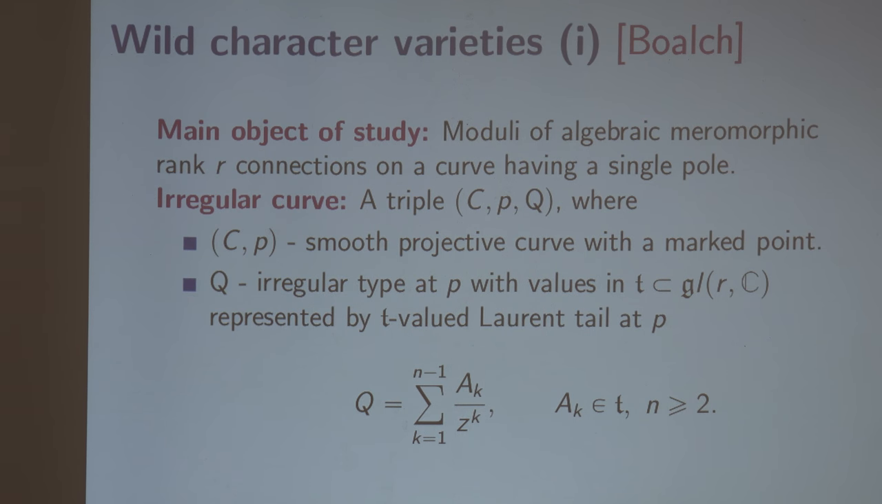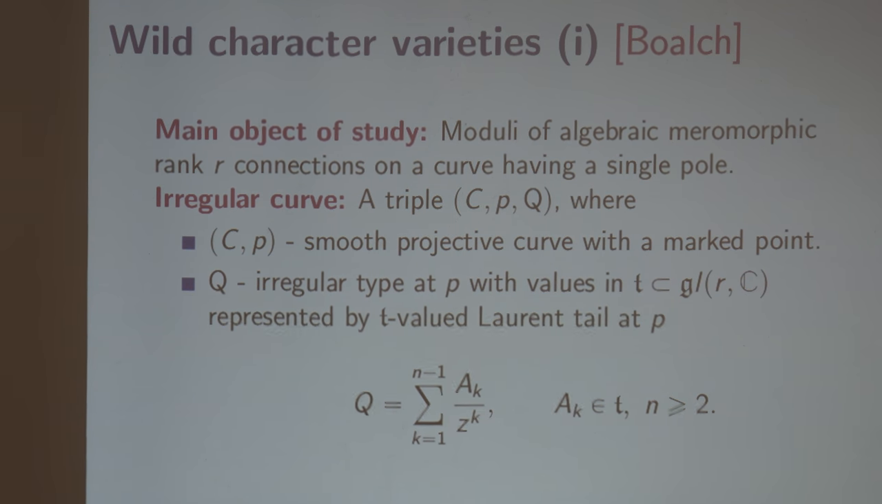So connections with a single pole at one point, and I'm going to allow these connections to have irregular singularities. I'll fix the type of the irregular singularities. So this is done by taking a curve, a point, and some data that controls the type of the irregular singularity of a connection. It's called an irregular type. And what it is, it's a Laurent tail. It's a Laurent polynomial of non-positive degree. In fact, the degrees go from minus n plus 1 to minus 2. And the coefficients of that polynomial are going to be matrices, and they're going to be diagonal matrices. So they're going to be in the Cartan algebra of GL_R. T is the diagonal matrices, yeah.